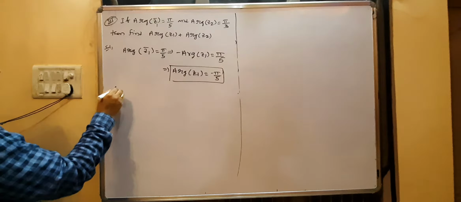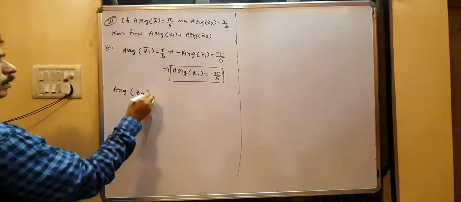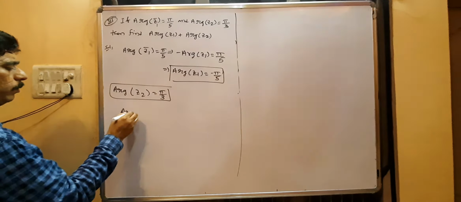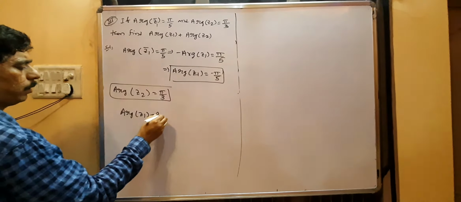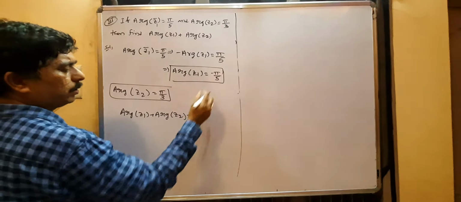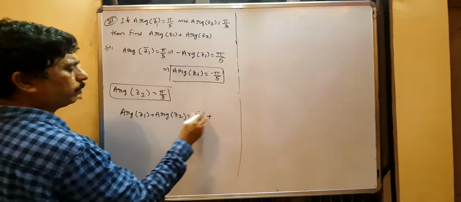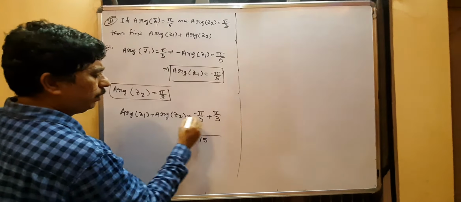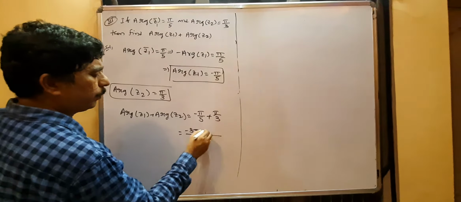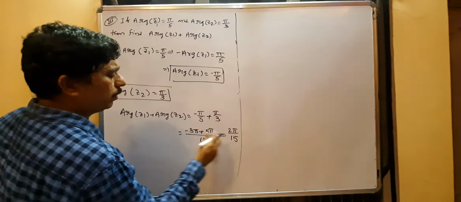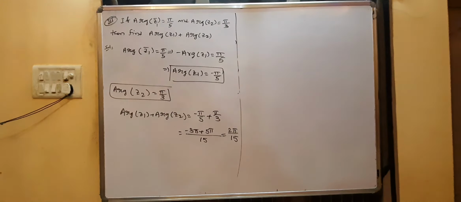Next, argument of z2 is how much is given? Pi by 3. They ask to find argument of z1 plus argument of z2. Argument of z1 is how much? Minus pi by 5. Argument of z2 is pi by 3. LCM 15: minus 3 pi plus 5 pi. 5 pi minus 3 pi is 2 pi. 2 pi by 15 is the answer. Copy it.